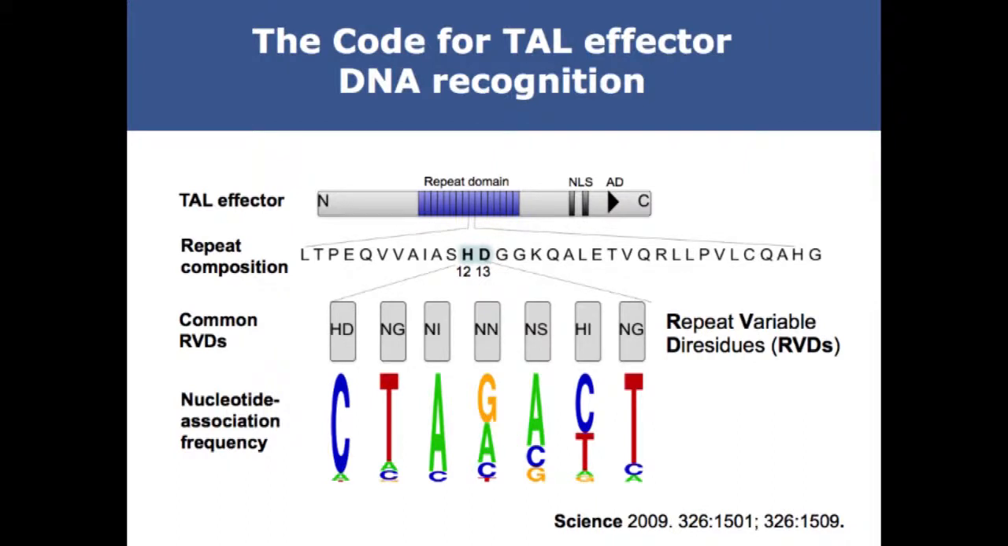So my colleague Adam Bogdanove at Iowa State, where I was a faculty member at the time, and Ulla Bonas's group determined how the TAL effectors bind DNA. And this is an array of repeats in the center part of the molecule. Each of these repeats is 34 amino acids in length, and they're virtually identical with the exception of these two amino acids at positions 12 and 13 that vary. And it's the amino acids at these positions that determine which base the TAL effector repeat will bind.